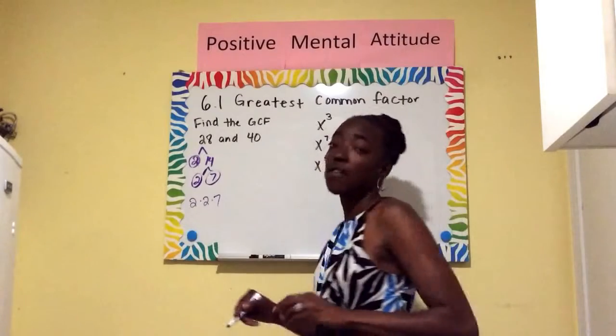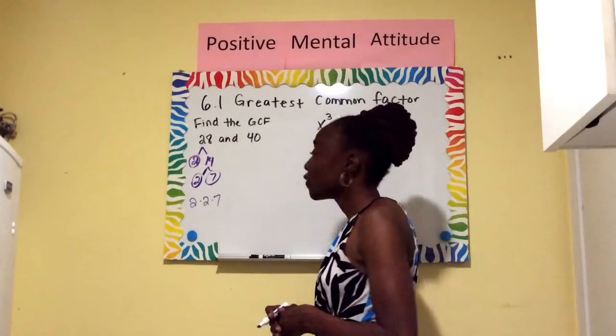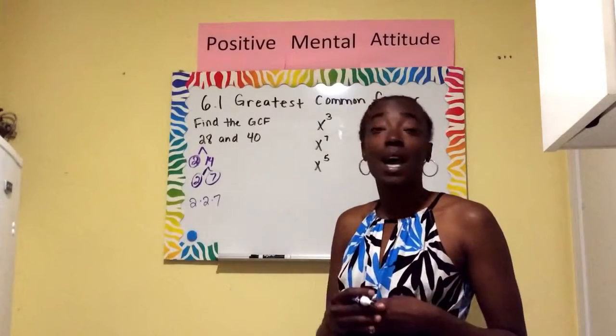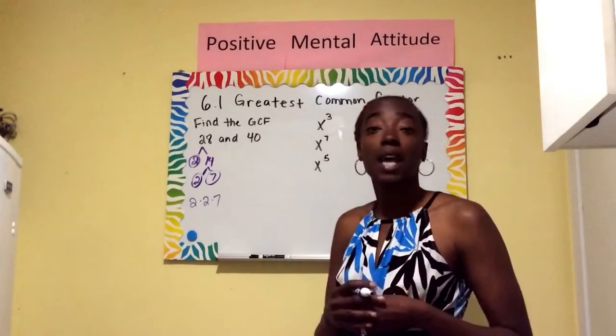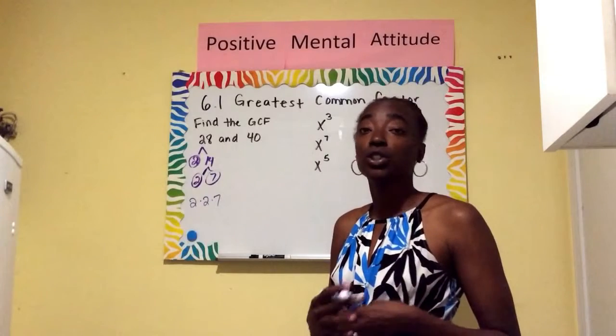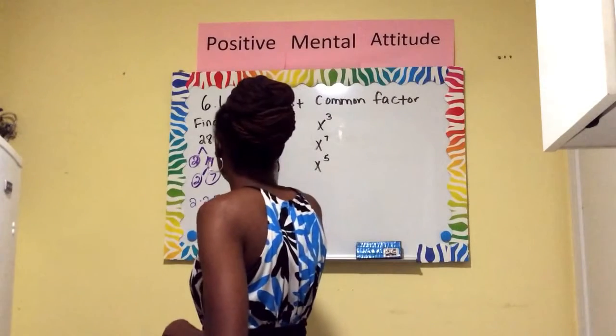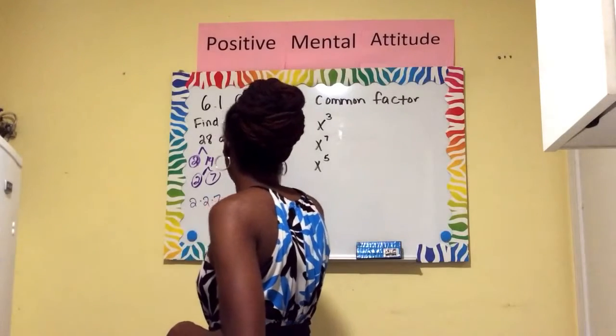So then you do the same for 40. What two numbers multiply to give you 40? You can use 4 times 10. You can use 2 times 20. You can use 5 times 8. It doesn't matter which numbers you use, as long as you use two numbers and make sure you get their prime. So for 40, let's just do 5 and 8.